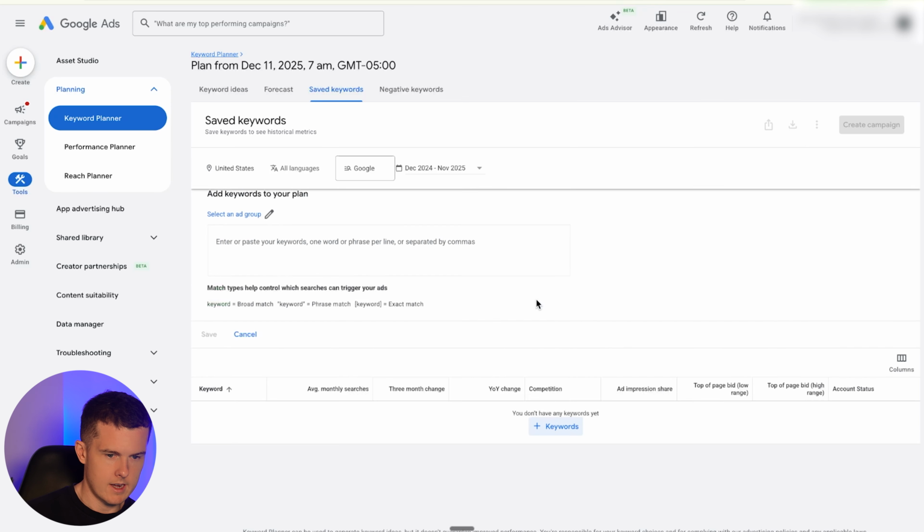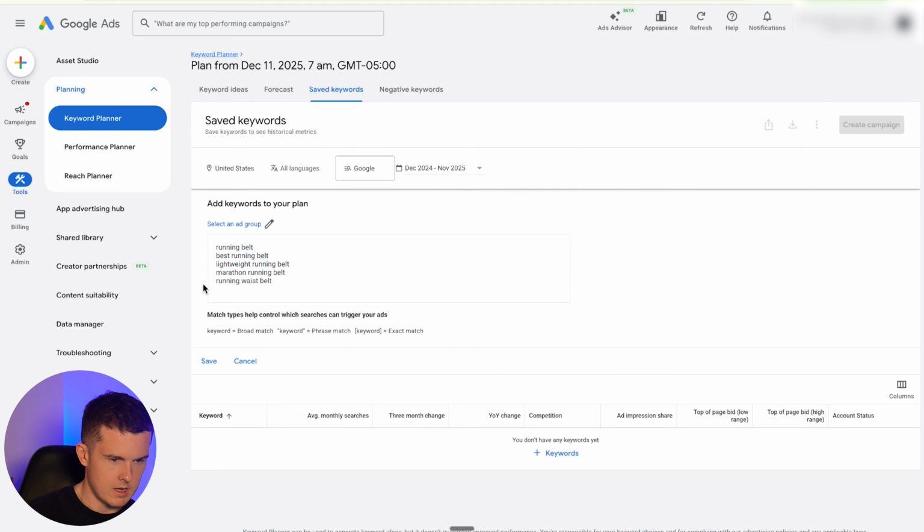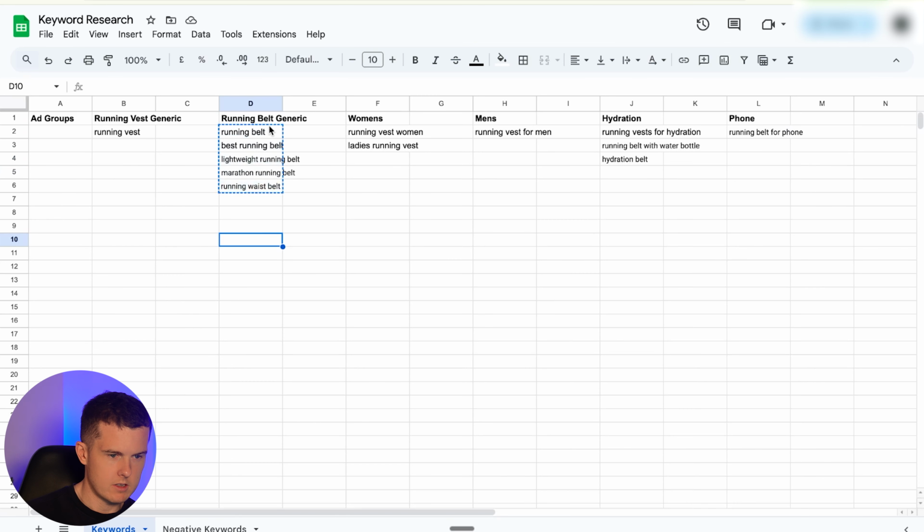Okay, so let's say I want to save some of my keywords here. So I'm going to focus on the running belt. Let's say I want to look at forecasts for my running belt ad group. This is just one ad group. I would generally look to do the same level of research for these different ad groups, for men's, for example, or for the phone specific ad group, or the running vest, the generic one.